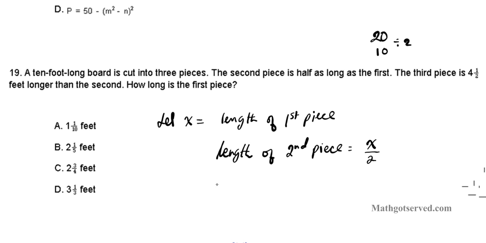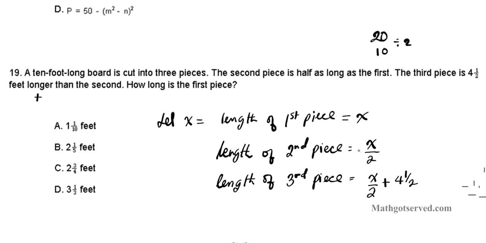Okay? All right. And then what is the length of the third piece going to be? The length of the third piece is 4.5 feet longer than the second. So this is an additive relationship. If it's longer, it means you're adding, okay? So basically what you're going to do here is take the second piece and add the additional length, 4.5, okay? Like that. So these are the lengths. First piece, second piece, which is half as long as the first, x over 2. And then the third piece, which is 4.5 feet longer than the second, so the second plus 4.5 feet, okay? So this gives you all the lengths.